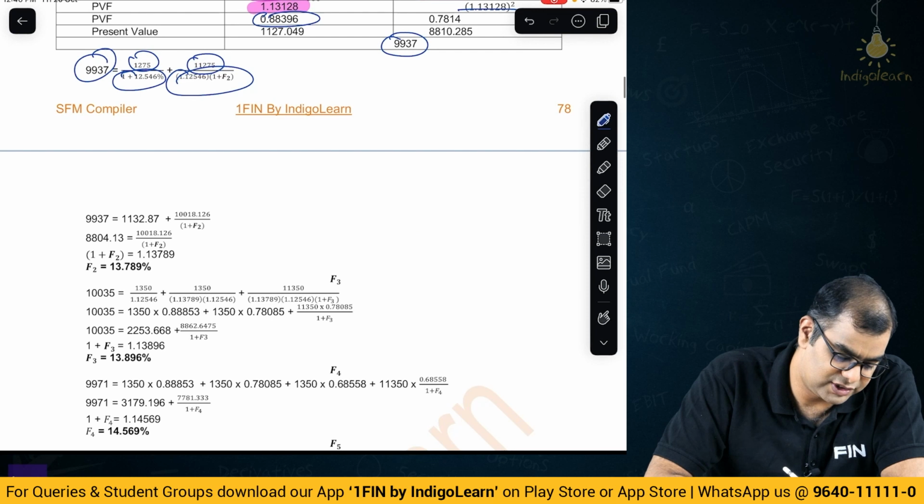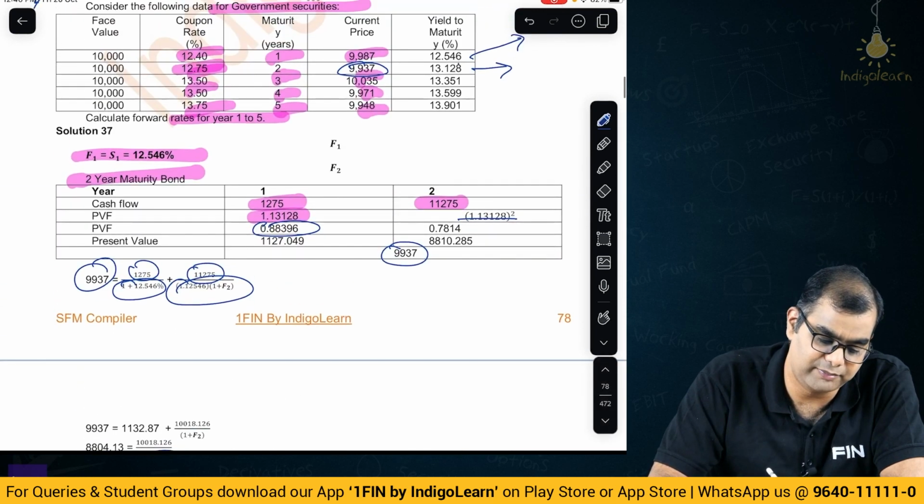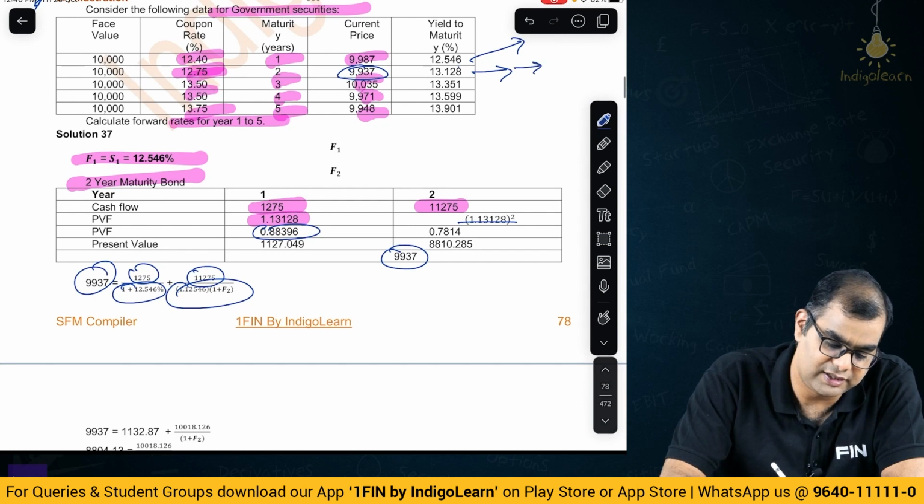So you solve for this, you get a value of F2 which is 13.789. So 13.789 is the F2.